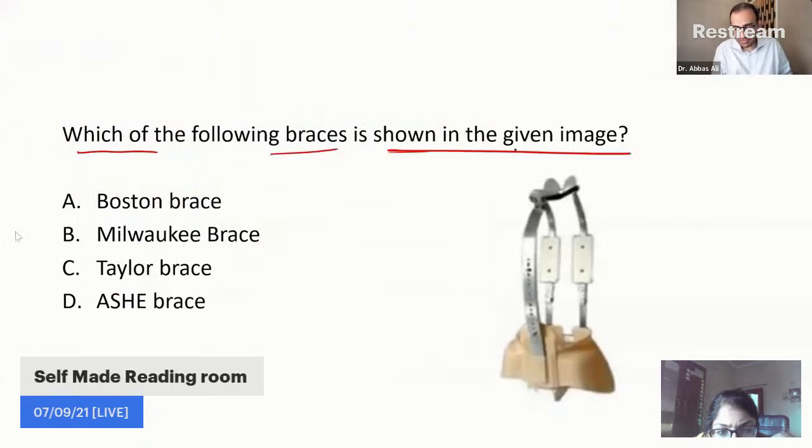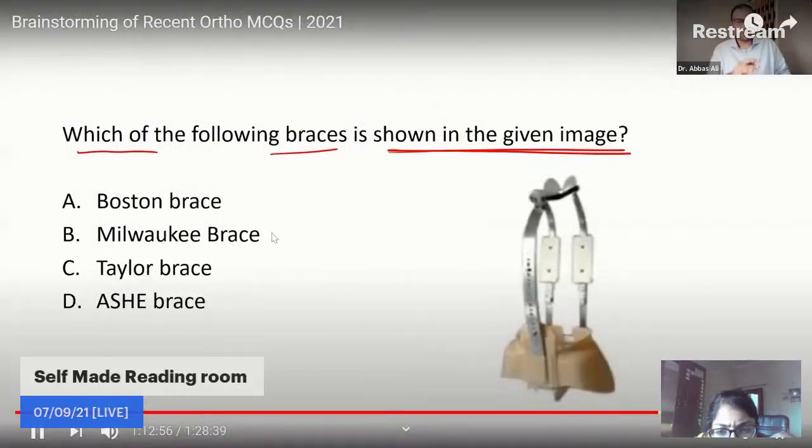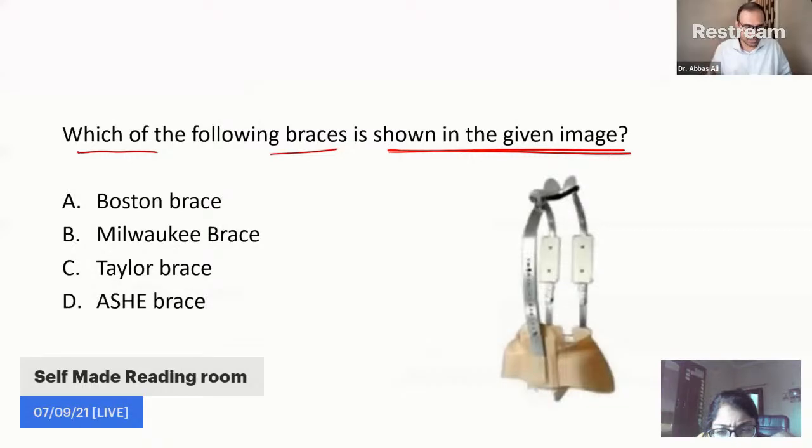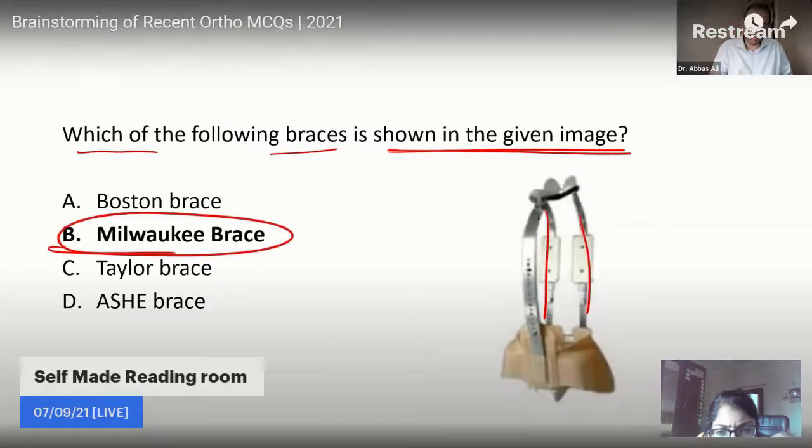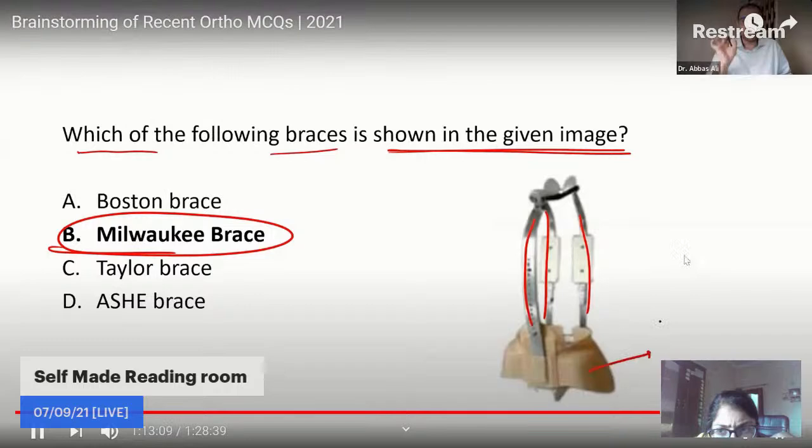What about this? Which of the following braces is shown in the image below? We're almost there. We are almost finishing. Just hold on. We're done. We're almost done. This is Milwaukee brace. There are two rods posteriorly, one anteriorly, and a pelvic mold. This is Milwaukee brace used in scoliosis.